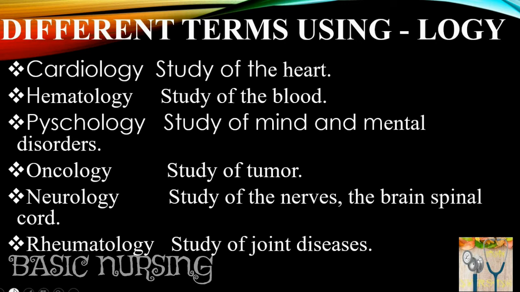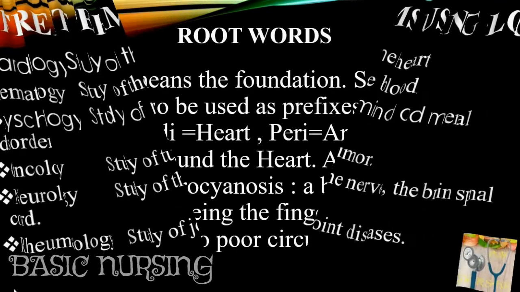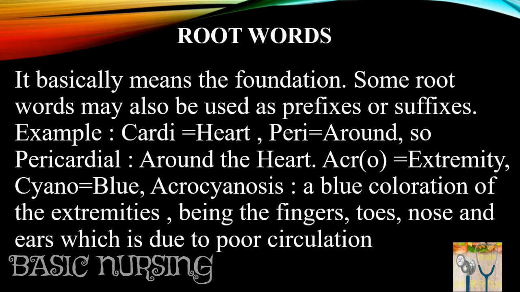We move on to the next lesson, that is root words. It basically means the foundation. Some root words may also be used as prefixes or suffixes. Examples of root words, we have cardi, means heart. Peri means around. So an example is pericardial, that is around the heart.